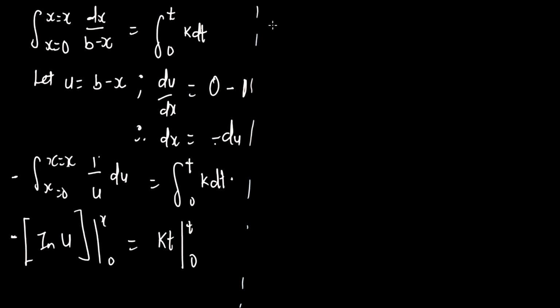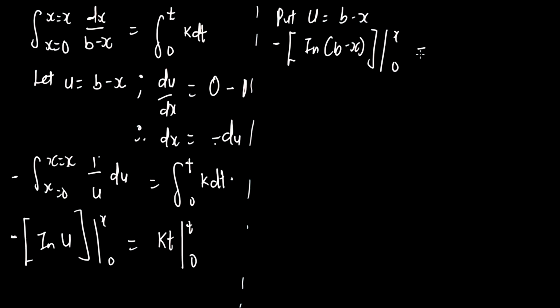So we have that. Let's put u equals x back into this equation. We have negative ln(b minus x) at the point where x and 0, so we have kt plus ln t at 0. So when x is x, we have this equation. When x is 0, we have this to be ln b.